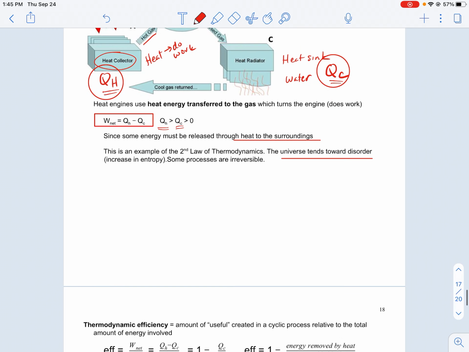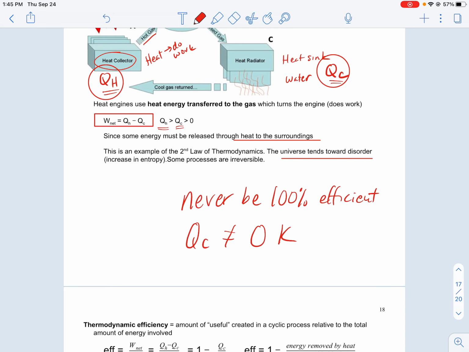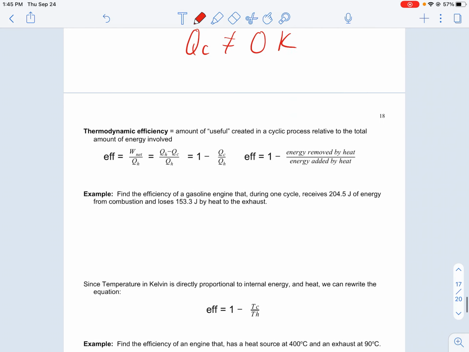So that's the second law of thermodynamics, is that this will never be 100% efficient. Partly because QC can never be zero. 0 Kelvin would be impossible to reach.